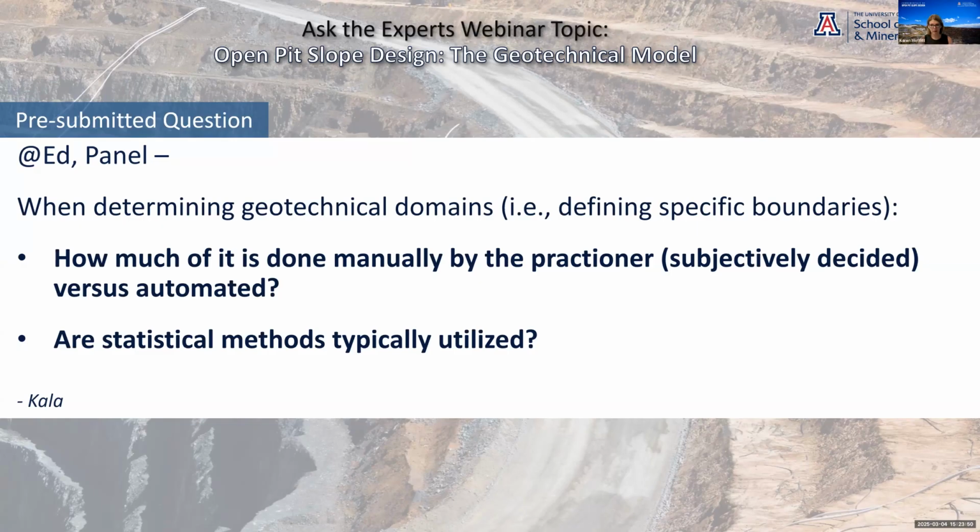And then beyond that too, I agree, start with the geology, but look to whether or not you need the subdomain beyond that. All too often I see people use lithology as the key driver for the geotech domains. And then within each of those domains, you've just got such a high degree of variability because you haven't looked for those subdomains, if you will.